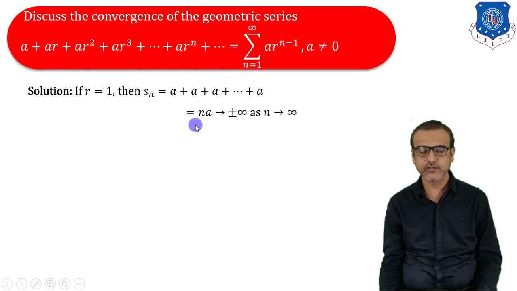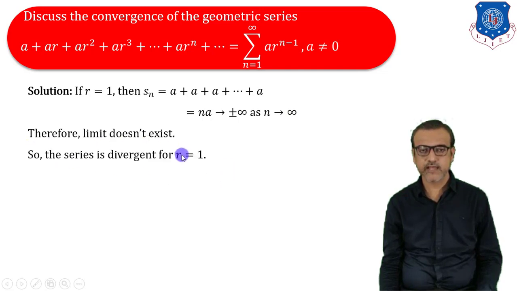And this is the sum of n terms, so we have na, and it tends to plus or minus infinity as n tends to infinity. Therefore we can say that the limit does not exist. So the series is divergent for r equals 1.